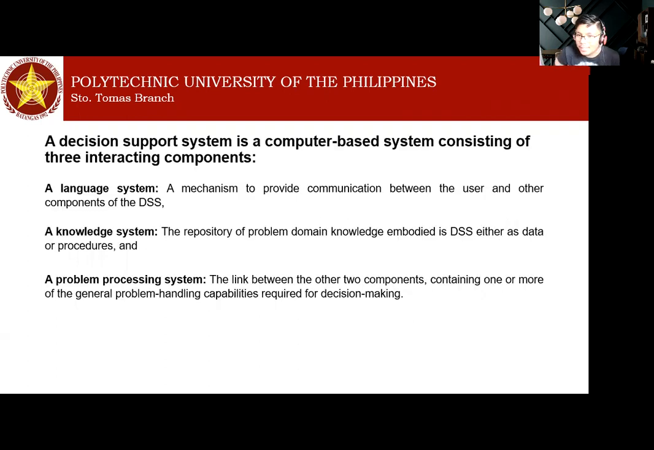So DSS is a computer-based system consisting of three interacting components. First, it is a language system, which is a mechanism to provide communication between the user and the other components of the DSS. The knowledge system, which is a repository of problem domain knowledge, embodied in the DSS either as data or procedures. And it is a problem processing system, the link between the other two components, containing one or more of the general problem handling capabilities required for decision making.